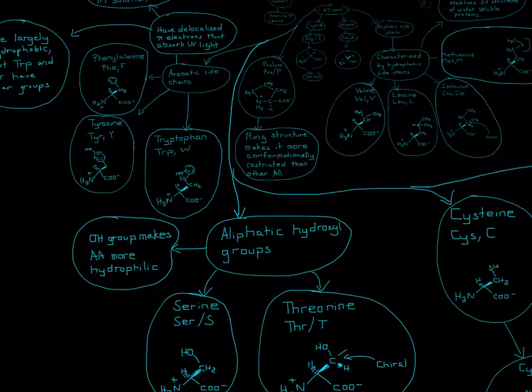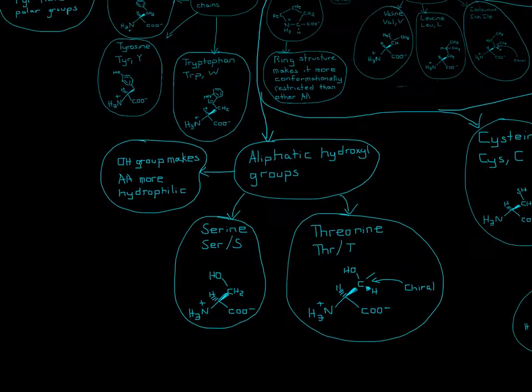So let's go to the aliphatic hydroxyl groups. Just an overall structure note, the OH group of both of these makes these amino acids more hydrophilic. Hydrophilic is to love water: hydro is water, philic is to love. So you have serine and threonine, SER, S, and THR, T, respectively. Those are pretty straightforward. You simply have an OH sticking off, and for threonine you have the same structure, but with a methyl sticking off that original carbon. So just remember that the OH group makes it more hydrophilic.